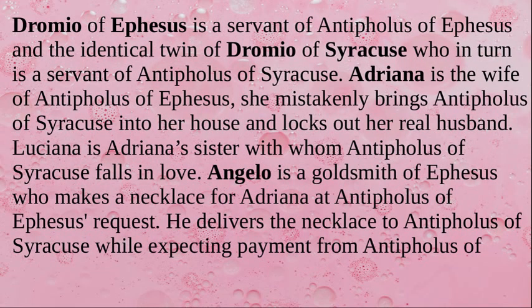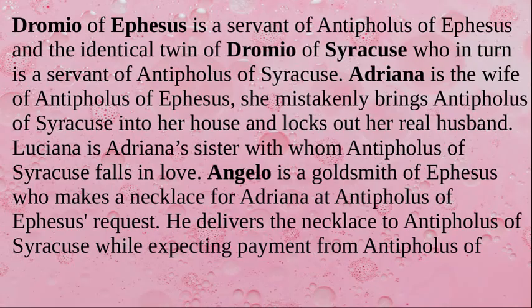Dromio of Ephesus is a servant of Antipholus of Ephesus and the identical twin of Dromio of Syracuse, who in turn is a servant of Antipholus of Syracuse. Adriana is the wife of Antipholus of Ephesus. She mistakenly brings Antipholus of Syracuse into her house and locks out her real husband. Luciana is Adriana's sister with whom Antipholus of Syracuse falls in love.